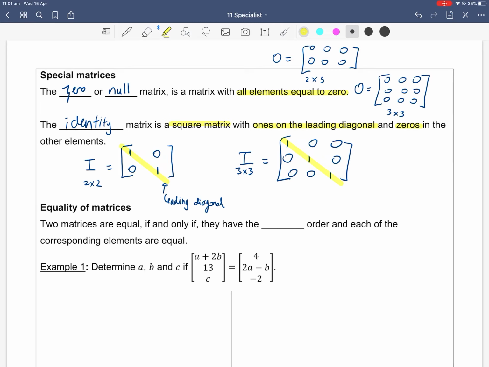So yeah, that's an identity matrix. It always has to be a square matrix. It has 1s on the leading diagonal and 0s everywhere else. It does have interesting properties, which we'll talk about later on.